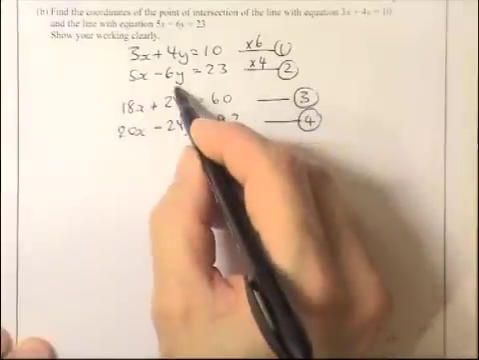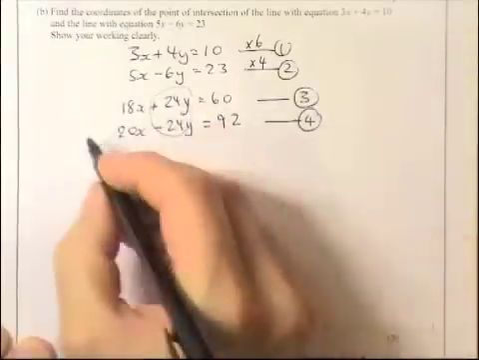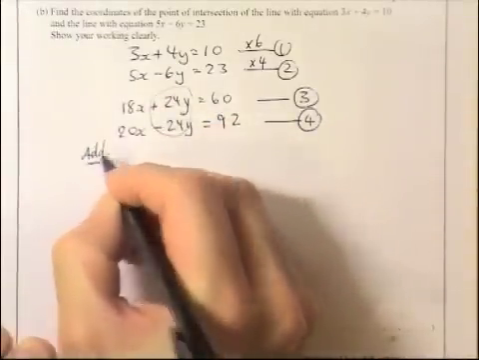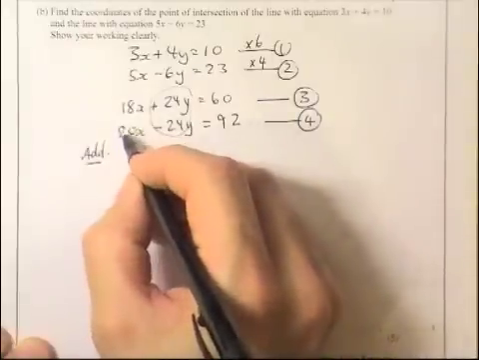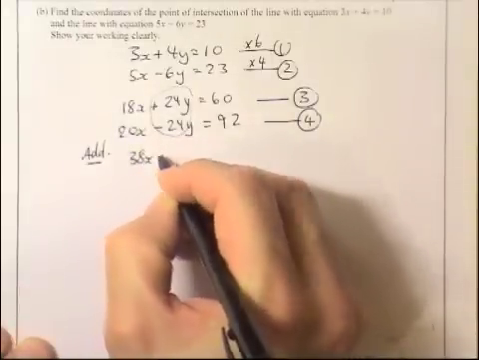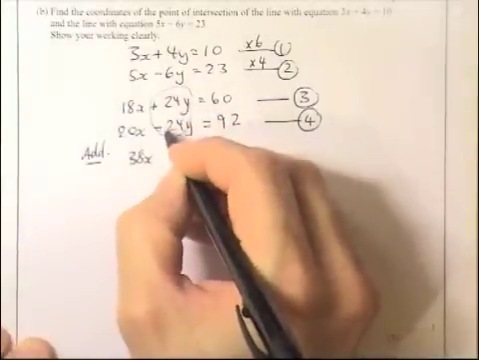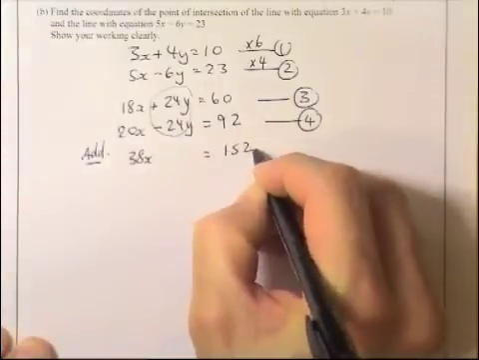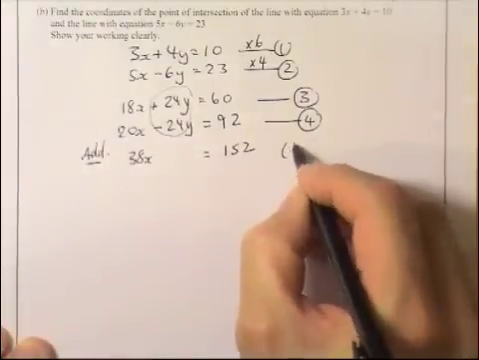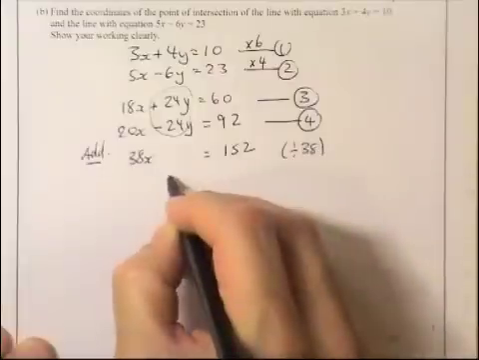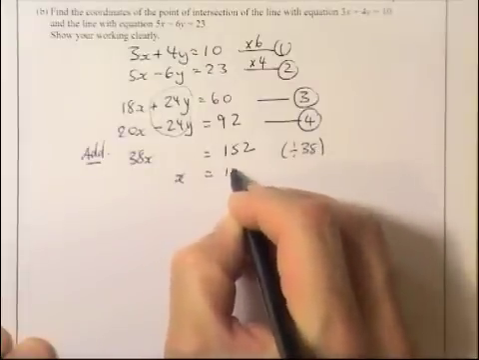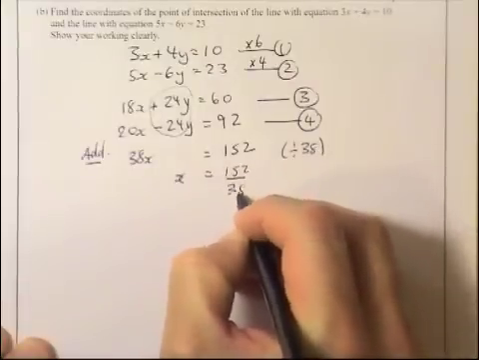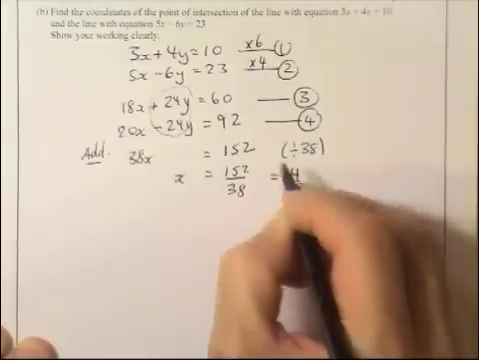We now have corresponding terms there. They're opposite in sign, so we can add the two equations together, and this will give us 38x. The 24y terms will cancel out because they're of opposite signs, and this will give us a total of 152. Dividing both sides by 38, this will give us x equals 152 over 38, which equals 4. That's our value of x.